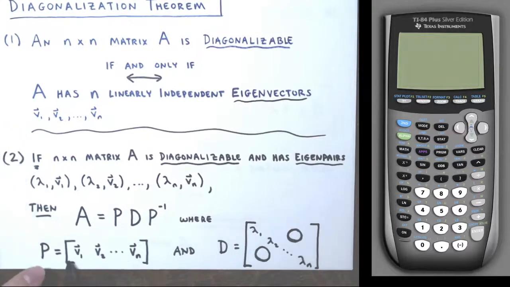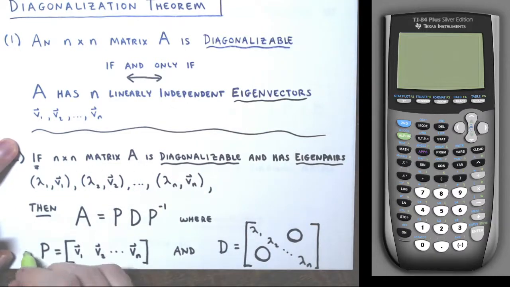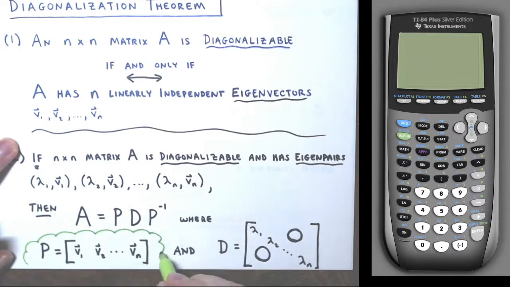All right, but this is the crux right here. This is the important part. If it's diagonalizable and you can find eigenvalues and eigenvectors and find n linearly independent eigenvectors, this matrix P that diagonalizes matrix A into a diagonal matrix D, the way you make it is by simply making a matrix where the columns are these n independent eigenvectors.